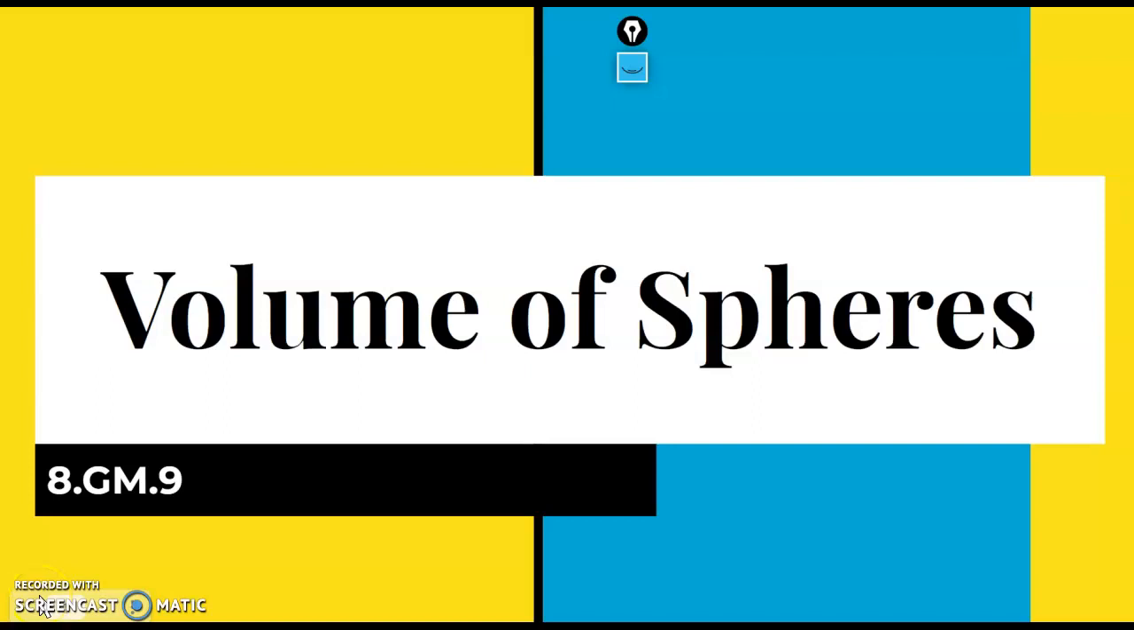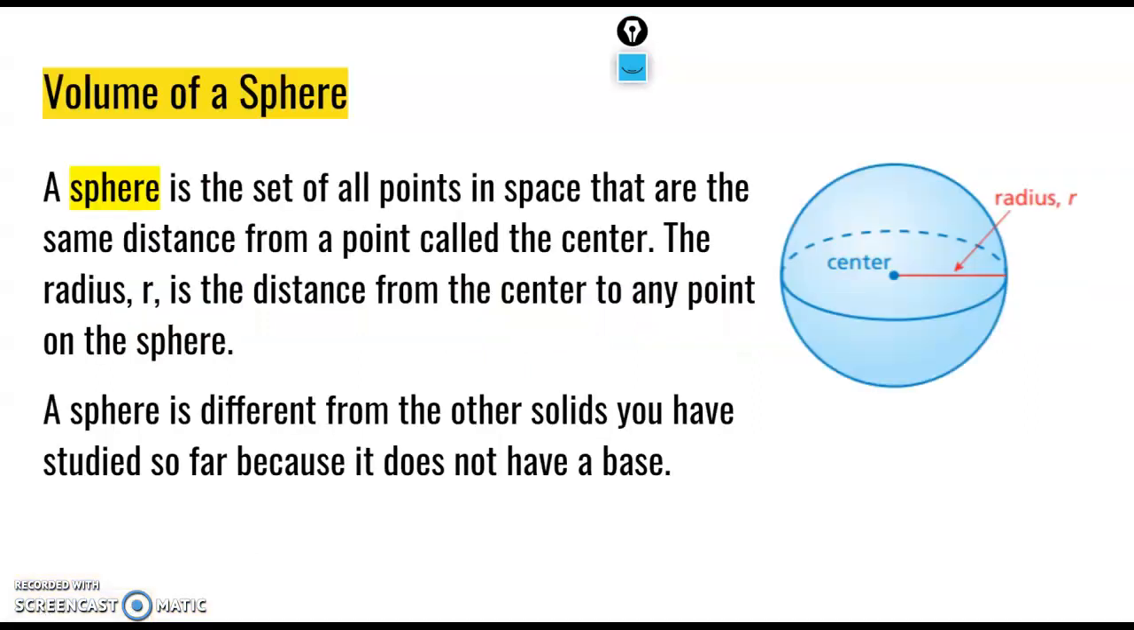This lesson is on volume of spheres. A sphere is the set of all points in space that are the same distance from a point called the center. The radius, or r, is the distance from the center to any point on the sphere. Please note that a sphere is different from the other solids that we have studied thus far because it does not have a base.